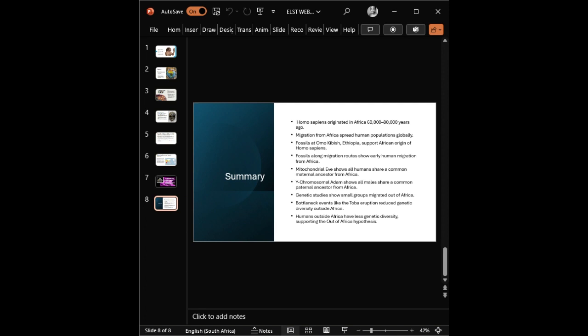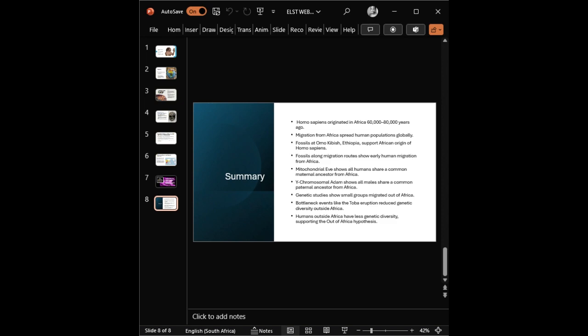Fossils discovered along migration routes further show how early humans spread across the globe. Genetic evidence also strengthens this theory. All humans today share a common maternal ancestor known as mitochondrial Eve, and males share a common paternal ancestor called Y-chromosomal Adam, both of whom lived in Africa.